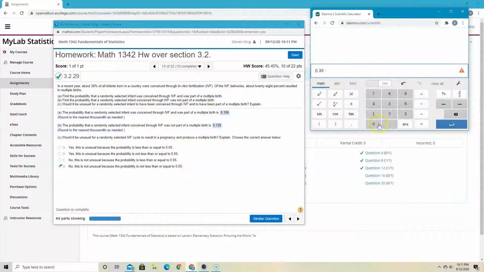So times the 0.28, we said 0.106 to 3 digits past the decimal place, and there we go. Part B. The probability that a randomly selected infant that was conceived through in vitro fertilization process was not part of a multiple birth.